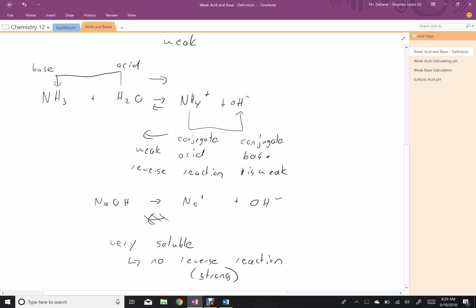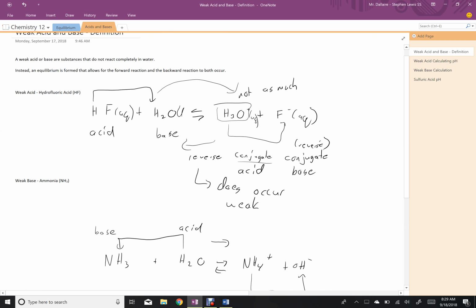So again, to summarize it, weak acids and weak bases are simply acids and bases that form equilibriums with significant rates for both the forward and the reverse reaction.